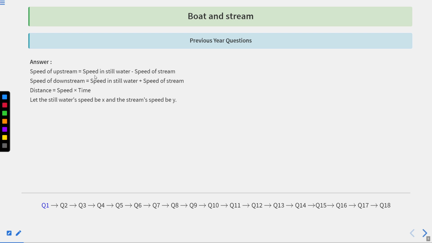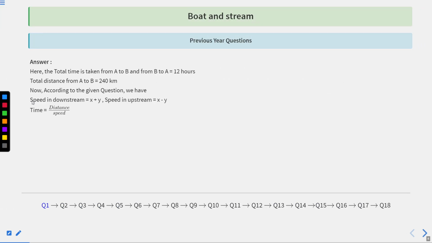The speed of upstream is equal to speed in still water minus speed of stream. Also the speed of downstream is equal to speed in still water plus speed of stream. Another formula that is useful is distance equal to speed into time. So let the still water speed be x and the stream's speed be y.